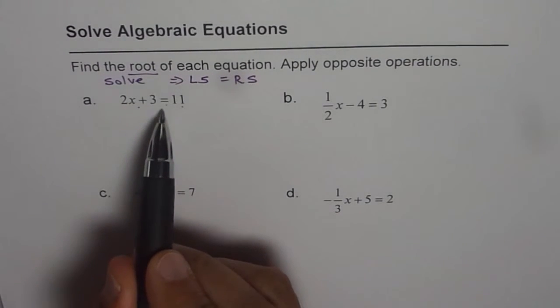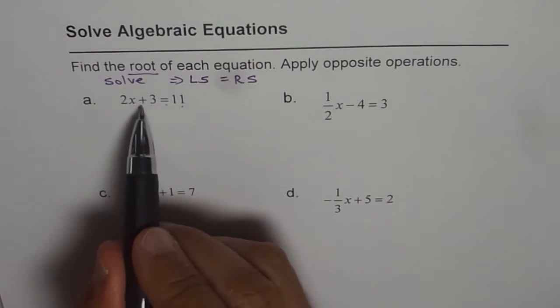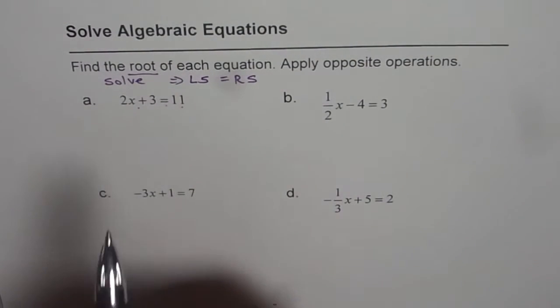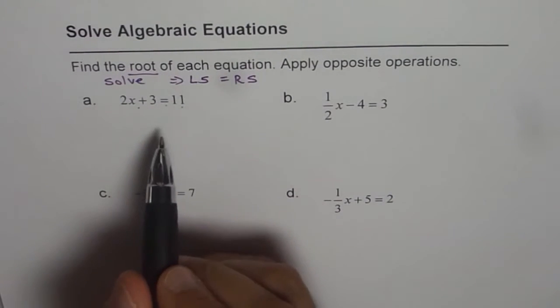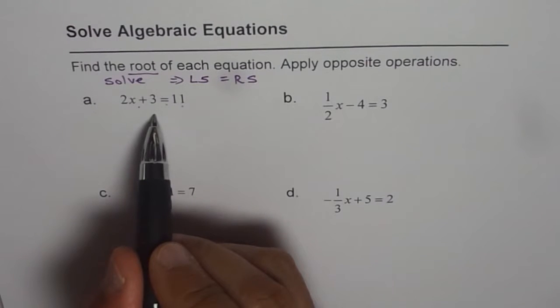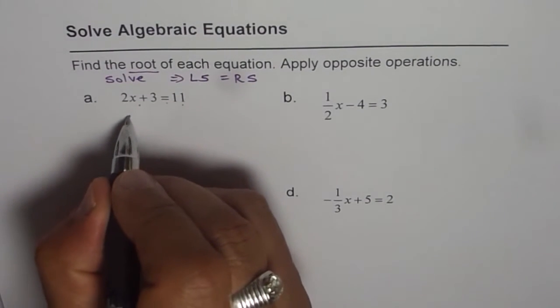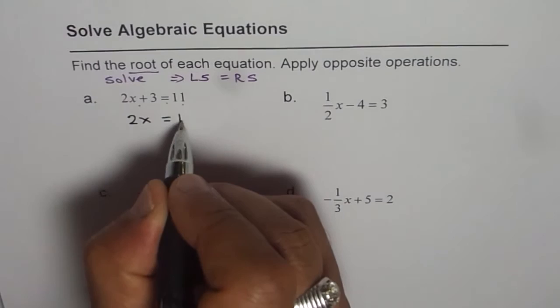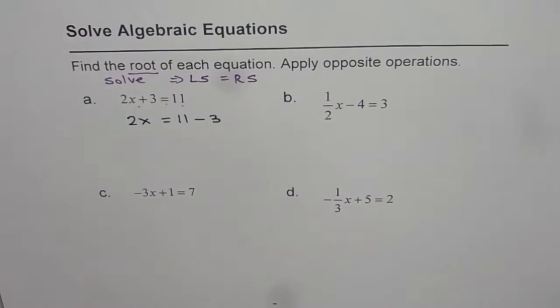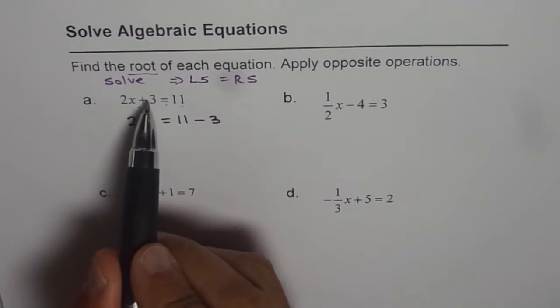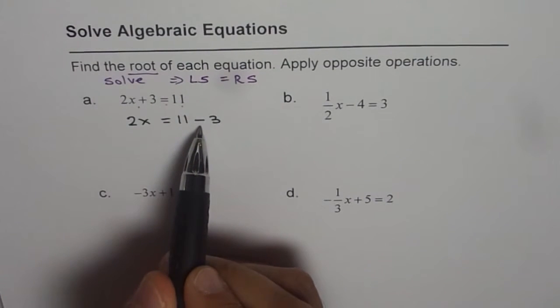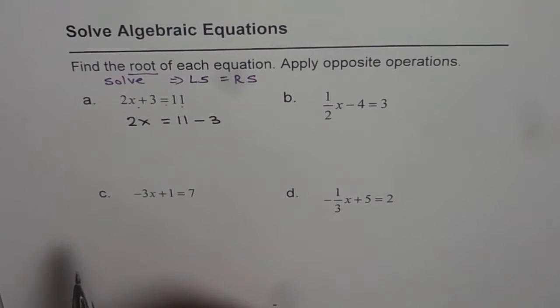A, 2x plus 3 equals 11. The opposite of plus 3 is minus 3. So we'll do minus 3 on both sides. When you do minus 3 on both sides, plus 3 minus 3 becomes 0. So you can write this as 2x equals 11 minus 3. You see that? What did we do? We applied the opposite operation. It was plus 3. We took it to the other side, making it minus 3. That's another way of looking at the same thing.